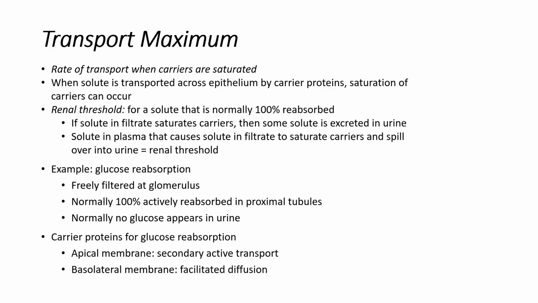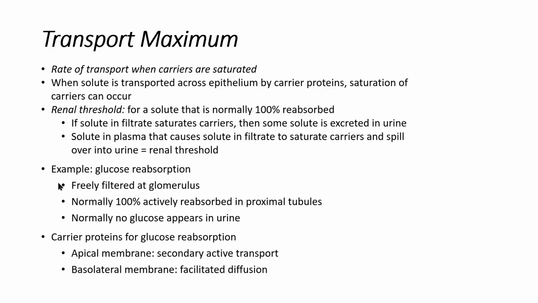So for a solute that is normally 100% reabsorbed, like glucose, which is the main example, if a solute in the filtrate is saturating those carriers, then some of that solute will begin to be spilled or excreted in the urine. And so the solute concentration in the plasma, in other words, our glucose plasma concentration, at which we start seeing saturation of those carriers, is what we refer to as our renal threshold.